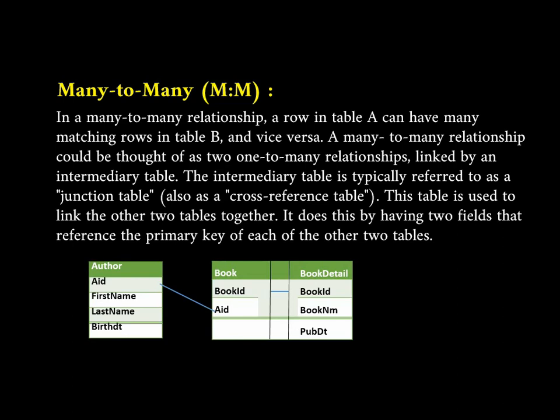So now look at this, there are three tables. One table is author, the second table is book, and the third table is book detail. In the first table, author ID, first name, last name, and birth date are given. In the second table, book ID and author ID are given, so the second table also has the author ID. The third table, book detail, has book ID, book name, and published date.